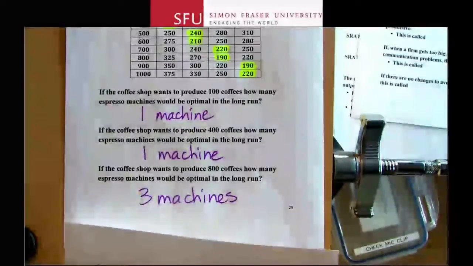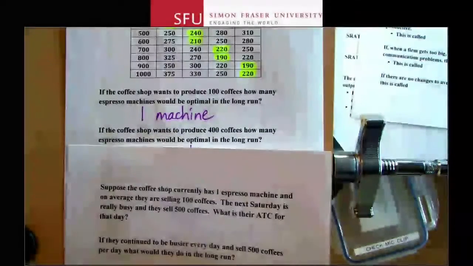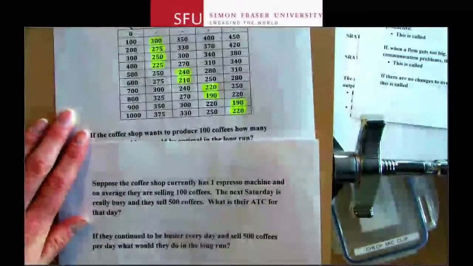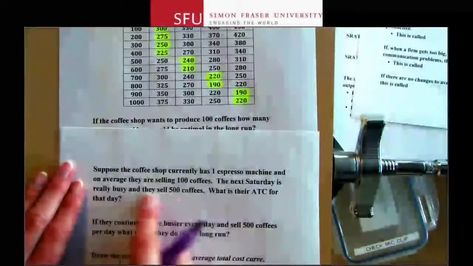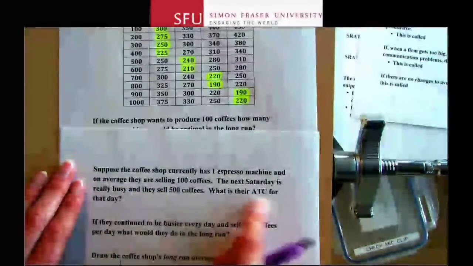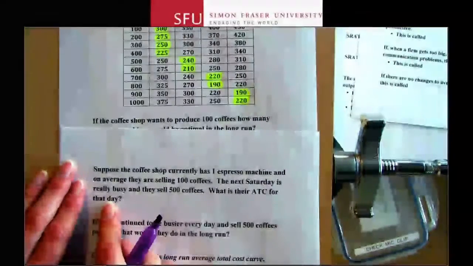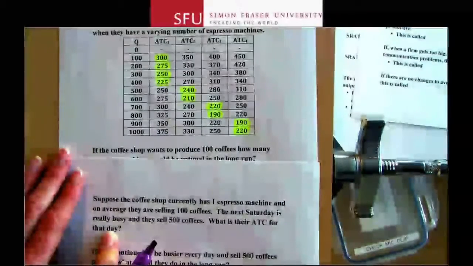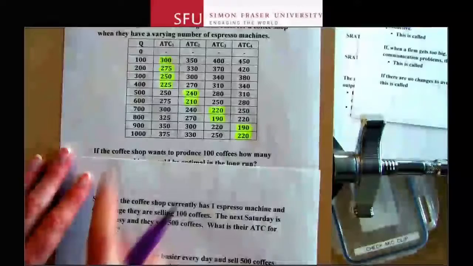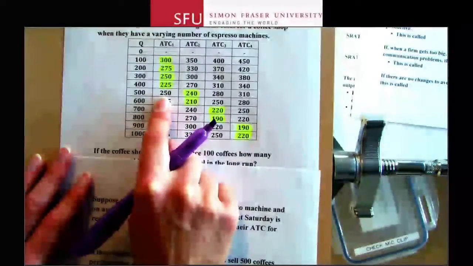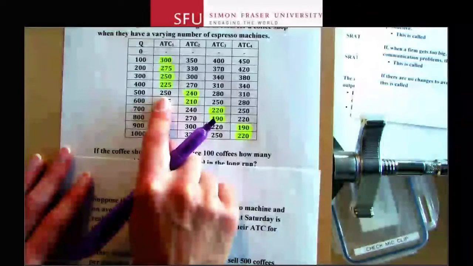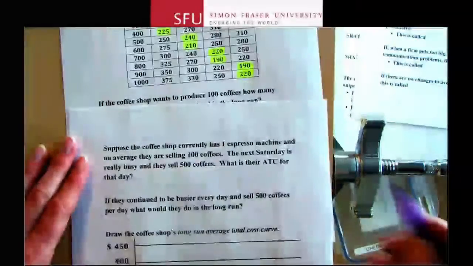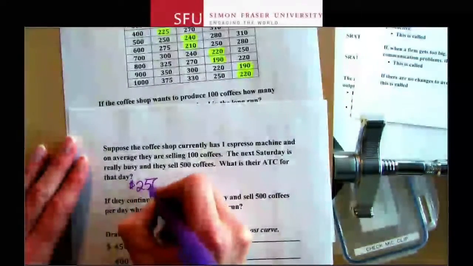Okay, suppose the coffee shop currently has one espresso machine, and on average they are selling 100 coffees. The next Saturday is really busy and they sell 500 coffees. What is their average total cost for that day? So they've got one machine, they get really busy, they have to make 500 coffees. What will be their average cost? Yes, $2.50, because for that day they are just making do with their one machine. So their average cost would be $2.50. I'll just put it in brackets.